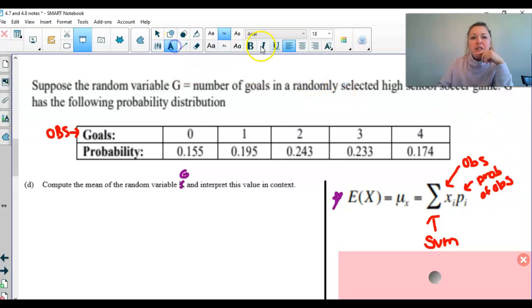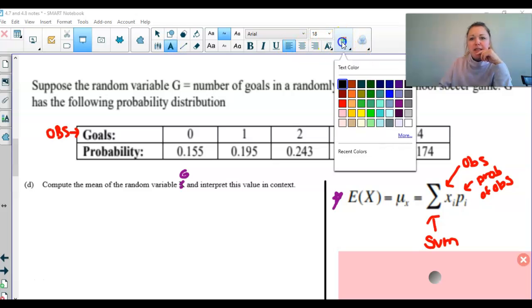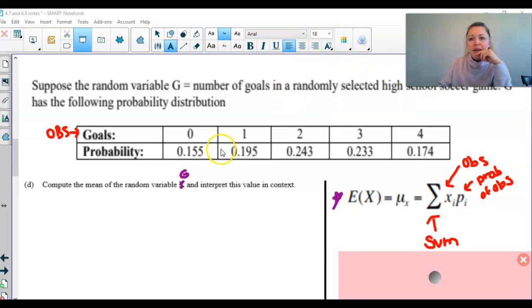You are expected to show your work for this. Let me show you what that's going to look like. Oh, come on. I want to get a different color. Oh, well, we'll have to live.